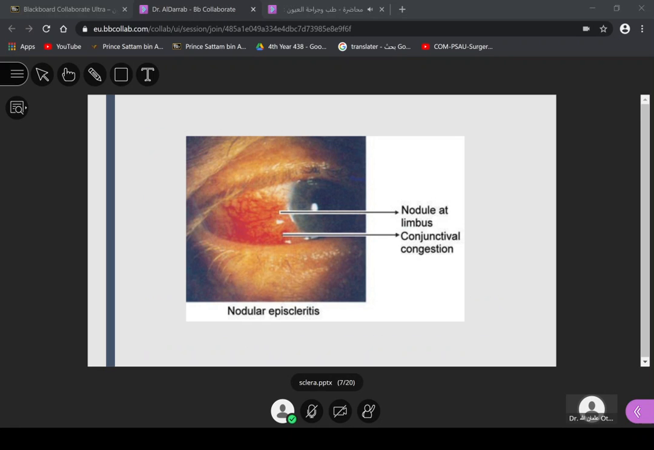This is how it appears. This is the nodule. This is nodular episcleritis. If you touch this area, it will be painful, tender.